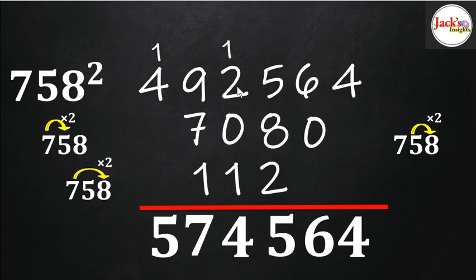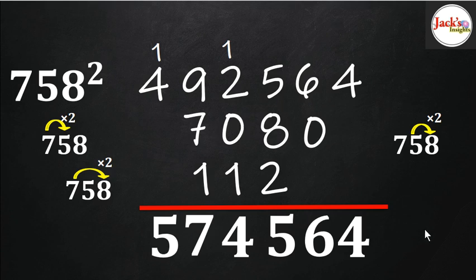Okay, so just always remember the position of the ones digit. So dili ni siya mausab. We can only have our adjustment to the left of the number. So the position of the ones digit will be the same.